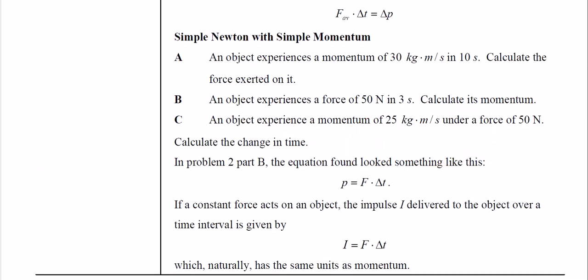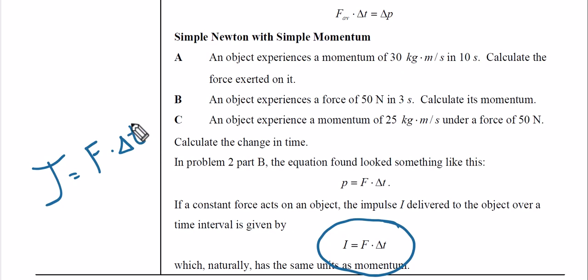So in problem 2, part B, we ended up using this equation where momentum is equal to force times delta t. And if I have a constant force acting on an object, then it's called an impulse. Sometimes some books or some assignments will call it J. It depends on if you're a physics major or an engineering major. Mathematicians, we don't do much with impulse. It's just a thing that real people deal with. So it might be a J or it might be an I. Right now I'm going to refer to it as I.